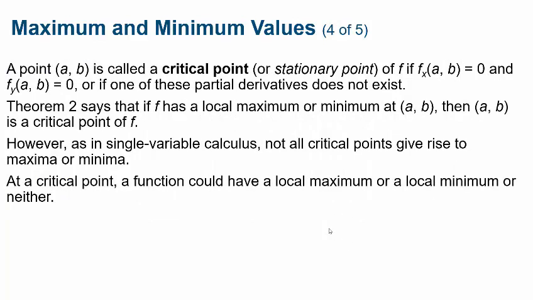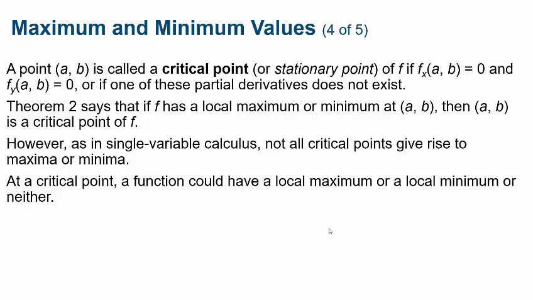Okay, a point a, b is called a critical point or a stationary point of f if the partial derivative of f with respect to x at a, b is equal to 0, and at the same time the partial derivative of f with respect to y evaluated at a, b is equal to 0. All right, or if one of these partial derivatives does not exist. So it's just like Calc 1, right? Like you find critical values by seeing where the derivative is equal to 0. Here it's kind of the same concept, but we're looking where both partial derivatives equal 0.